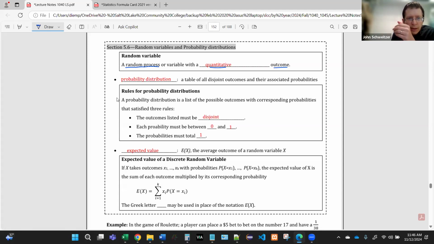Now, these random processes have what's called a probability distribution. With the probability distribution, it's basically a table where we look at all of the possible outcomes. Typically we'll have it in a vertical table, and one of the columns will have all of the outcomes of the random process. Then the other column of the table will have the probability associated with each of those outcomes. Okay, so enough talking.